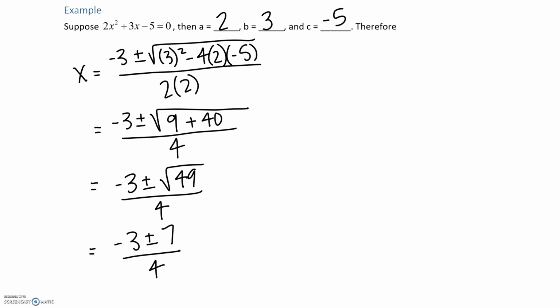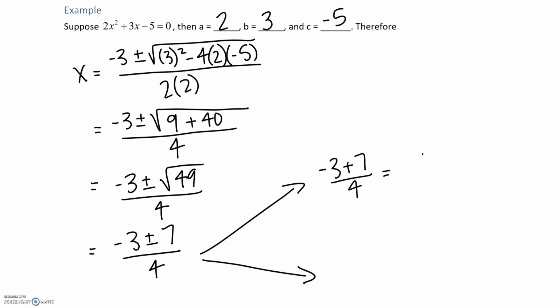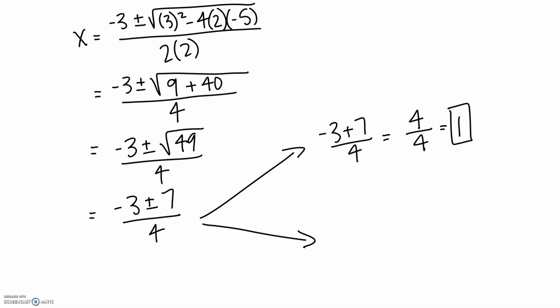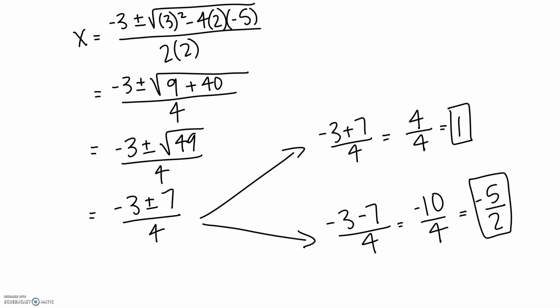So from here, we are going to split this apart into 2 separate chunks. Our first chunk is going to be negative 3 plus 7 over 4. If we simplify that, that gives us 4 over 4, which equals 1. So that's one of our solutions. And our second one is going to be negative 3 minus 7 over 4, which gives us negative 10 over 4, which we can simplify to negative 5 over 2. So those are our 2 solutions to this quadratic equation up here.